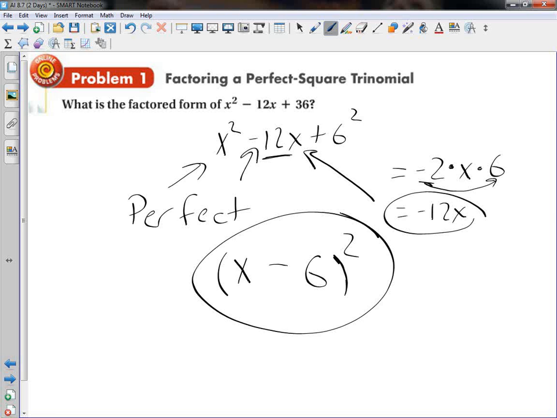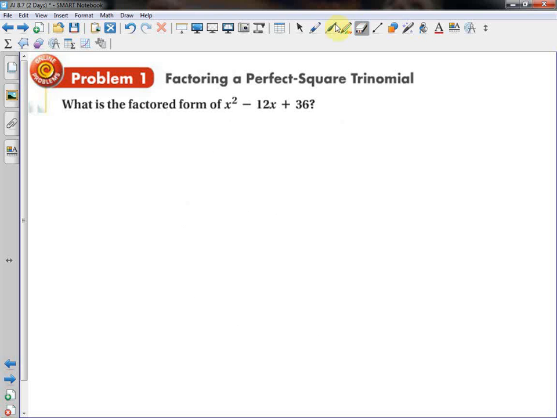Now, it is nice if you can see that negative 12x is double the product of the first and last terms. It is nice. It's a shortcut. It's not necessary. I know there's some of you out there right now that are saying, like, I'm barely getting factoring. Okay? Well, let's just factor this one normally.